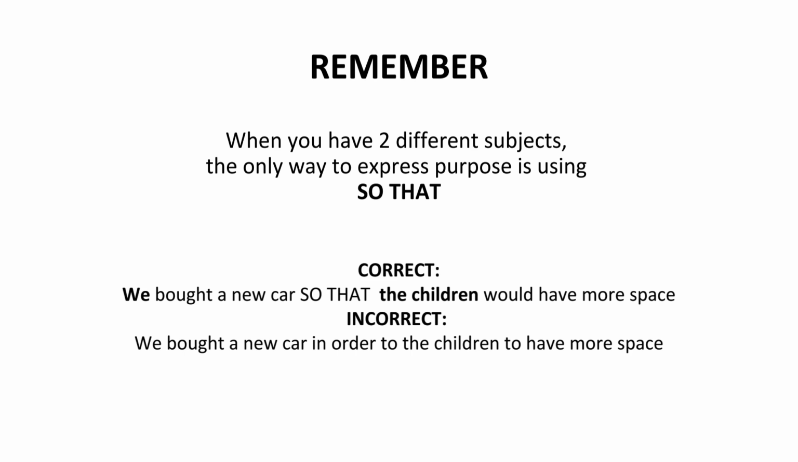So remember, when you have two different subjects, the only way to express purpose is using the expression so that. In this case, a correct example would be, we bought a new car so that the children would have more space. It would be incorrect to say, we bought a new car in order to the children to have more space.